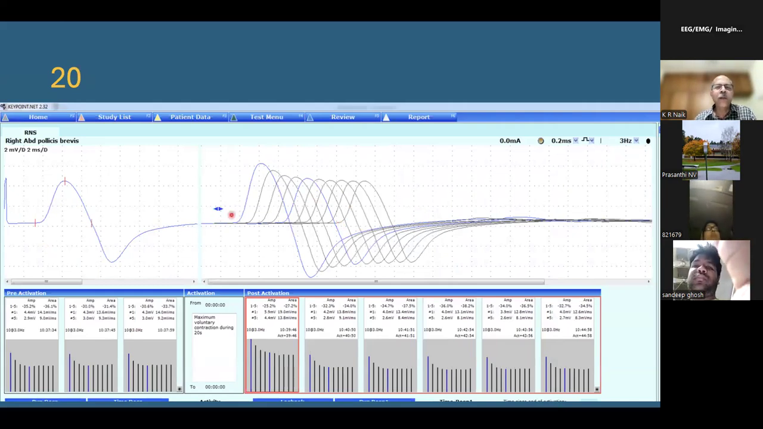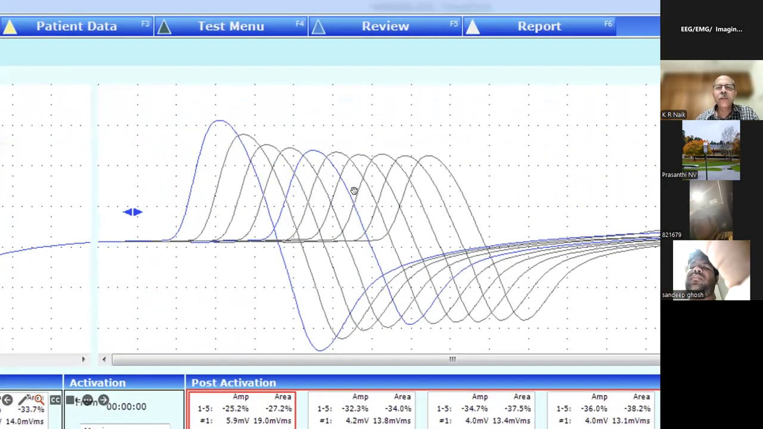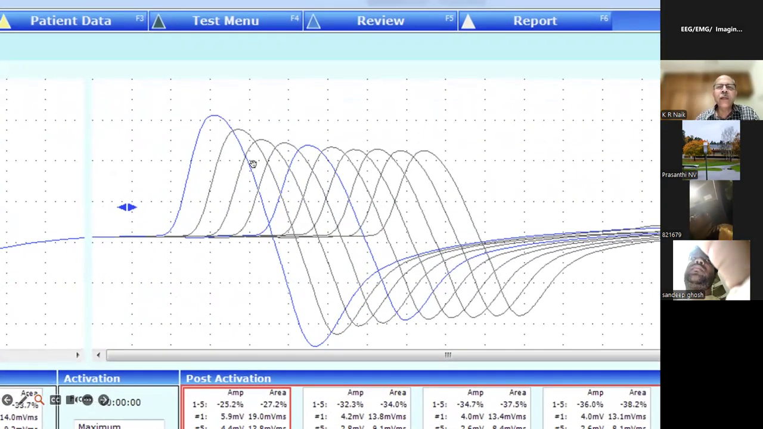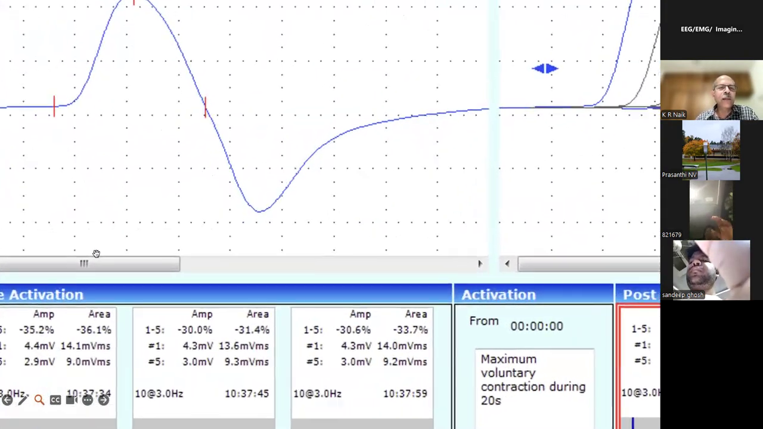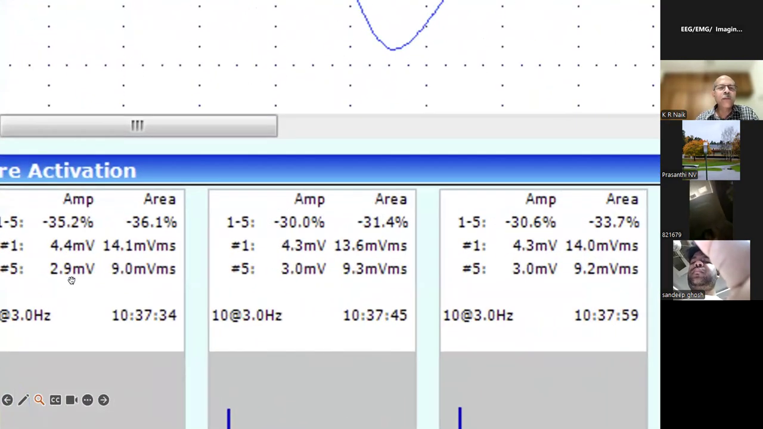Last example, repetitive nerve stimulation. It shows reduction in the amplitude. So there is a decrement. Decrement, how much was it? The baseline amplitude was 4.3. Fifth CMAP is 2.9. Amplitude decrement is almost 35%, almost one third.